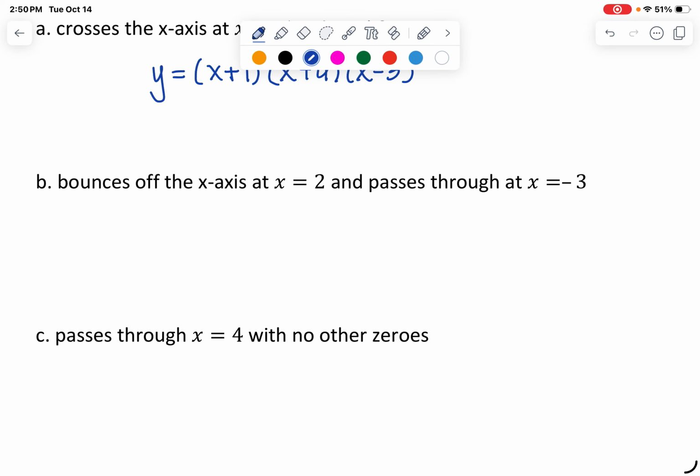Bounces off the x-axis, so y equals, bouncing off the x-axis is going to have an exponent of 2, 4, 6, 8, something like that, but since we want it to be a cubic function, we know it has to be a 2. x minus 2 would be the factor, and then it also passes through at x equals -3, so x plus 3 is a factor.